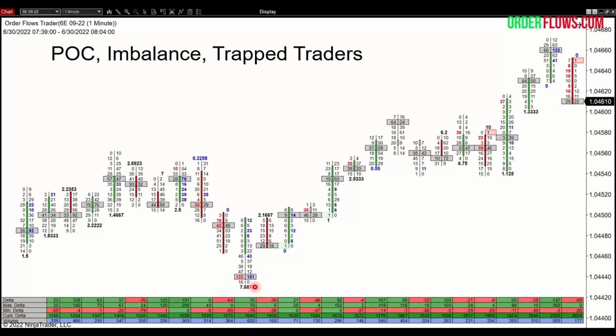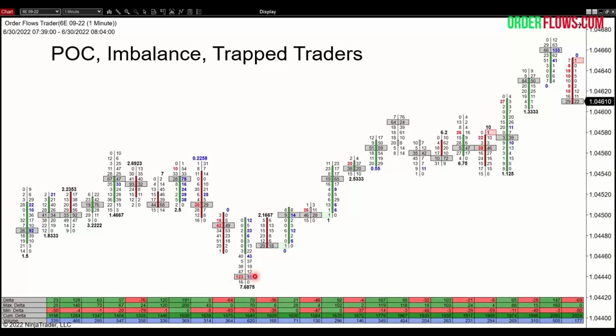Trapped traders. People love to talk about trapped traders, but they never explain it. They'll just pick a point on a chart sometimes and it looks arbitrary. If you're looking at a bar chart and say, well, yeah, you've got trapped traders there. Well, here you can really see trapped traders, right? People selling down in here, selling 123, and here sell 151. So that's close to 300 contracts that traded here.